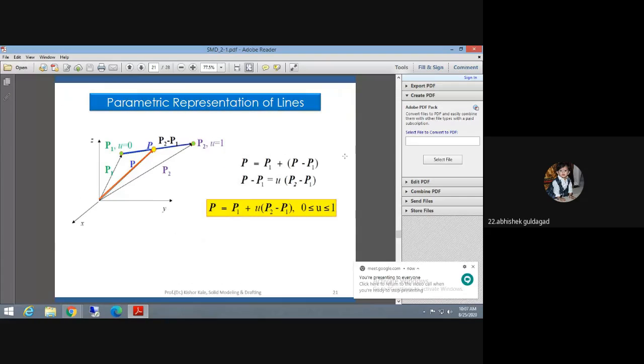Start, sir. Yeah. Here, parametric representation of lines. So, what is parametric representation?